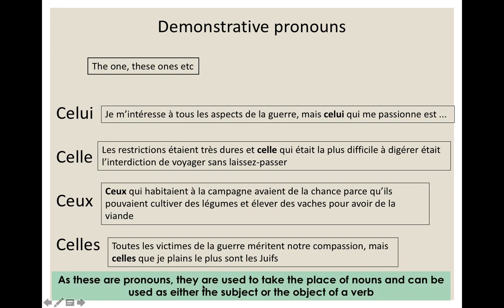So these are pronouns. They're used to take the place of nouns, and they can be used as either the subject or the object of the verb. You can see here, it's a subject. It's the thing doing the verb. And this is also a subject over here and here. But this one here is an object. So it can either be a subject or an object, but the point is it's taking the place of a noun.